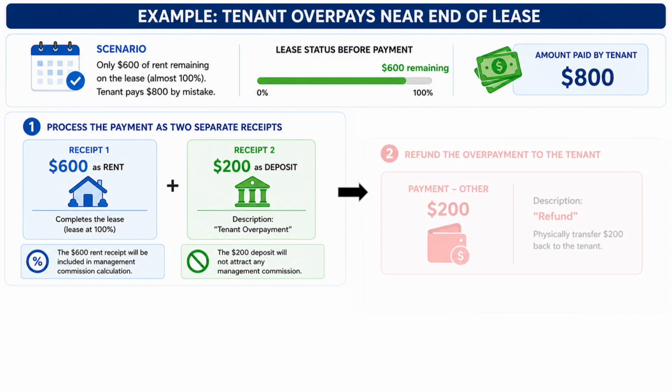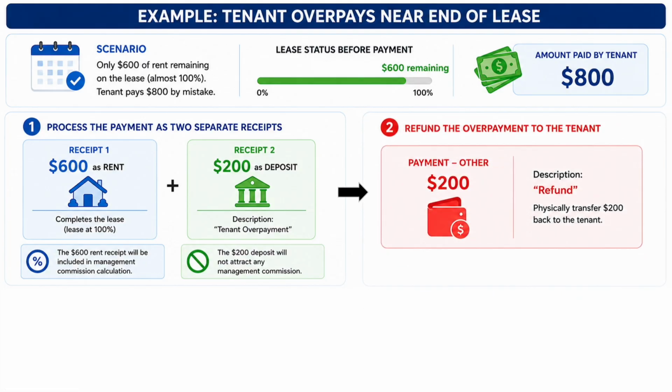You then need to refund the $200 overpayment to the tenant. To do this, enter a payment, with the comment, refund, and then physically transfer the $200 back to the tenant.